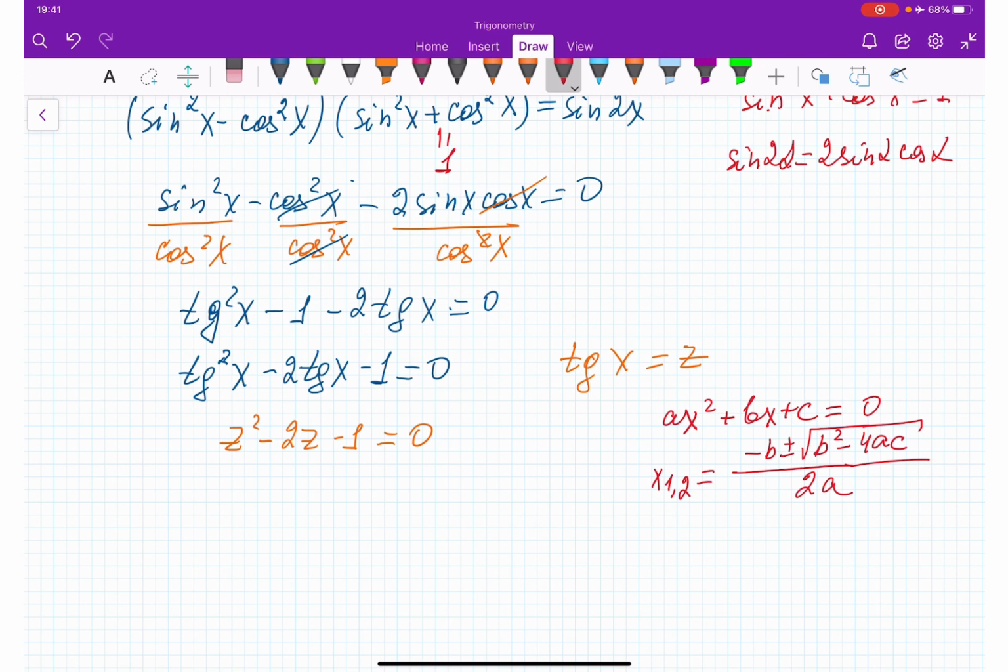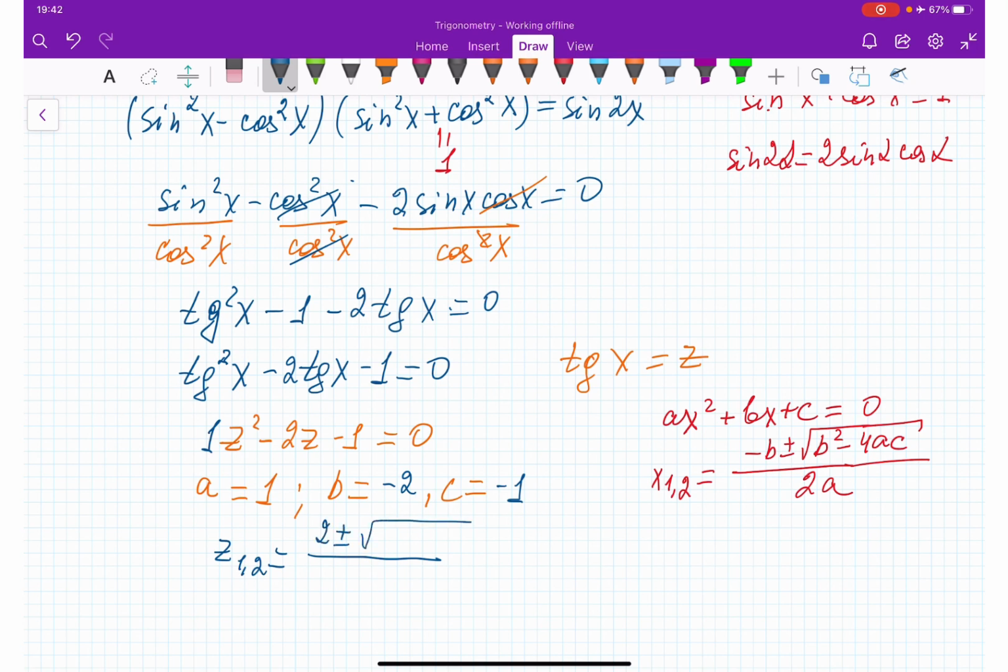Okay, so let's write down: a is equal to 1, right? If I compare, then b is equal to negative 2, and c is equal to negative 1. Okay, so from here, z1,2 is equal to negative b, which is going to be positive 2, plus minus the square root of b squared, which is 4, minus 4 times a, which is 1, times c, which is negative 1, which means it will become plus here, right? And divided by 2a, 2 times 1 is 2.